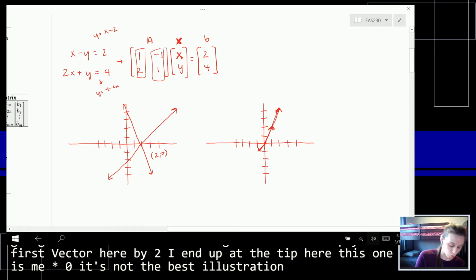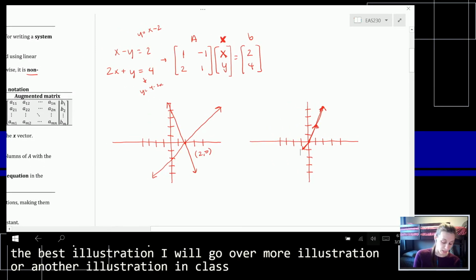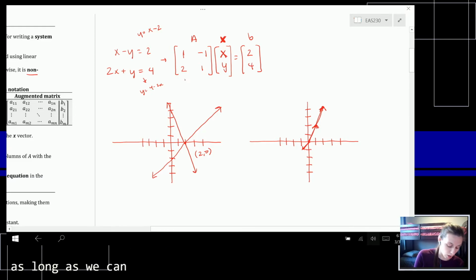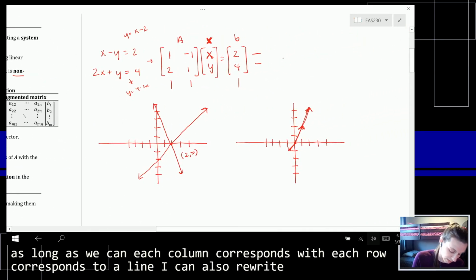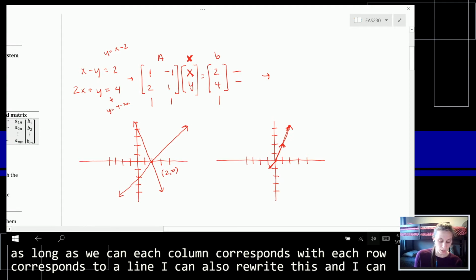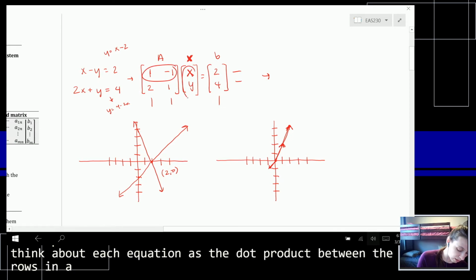I will go over another illustration in class. But we can think about them as lines, and we can think about them as vectors, where each column corresponds to a vector and each row corresponds to a line. I can also rewrite this, and think about each equation as the dot product between the rows in A and the column in x.